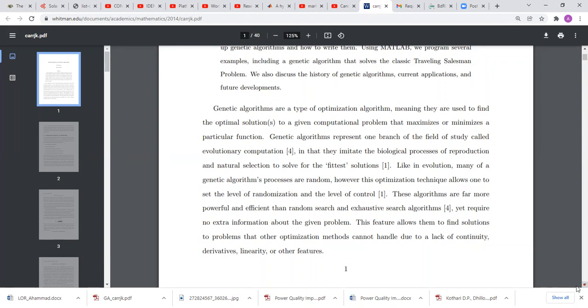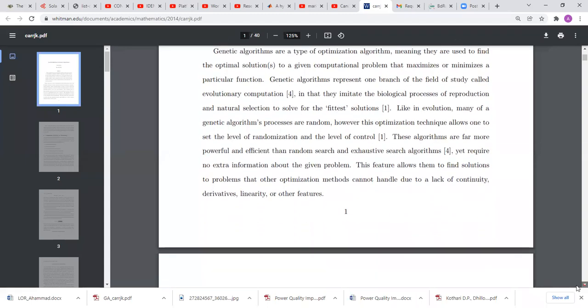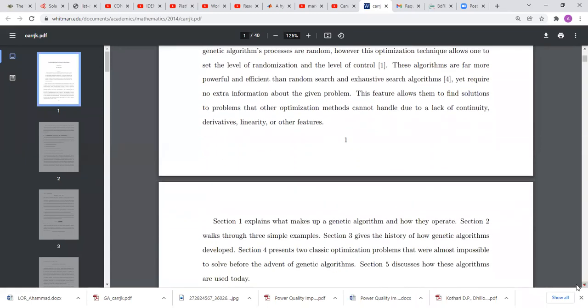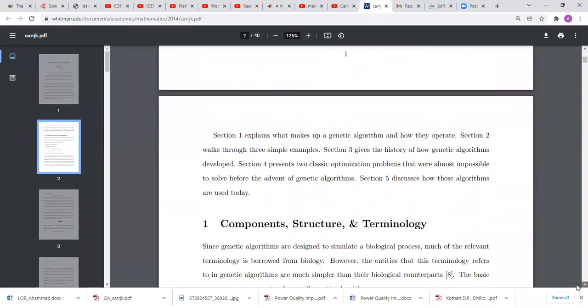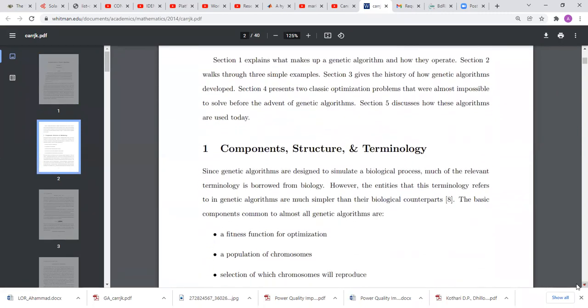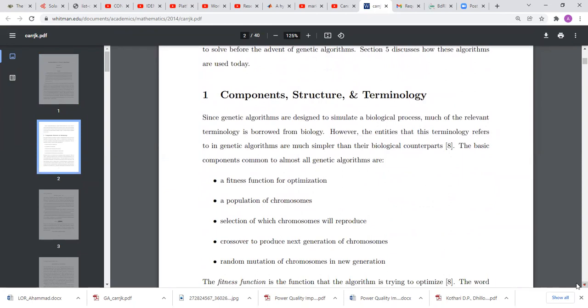What are the key terminologies associated with the genetic algorithm? Let's start. So the components and terminology. These are the key components associated with the genetic algorithm. Let's start from number 1. What is the fitness function? This is nothing but the same as the objective function. We all know what the objective function is. So there is nothing new with respect to the first point.